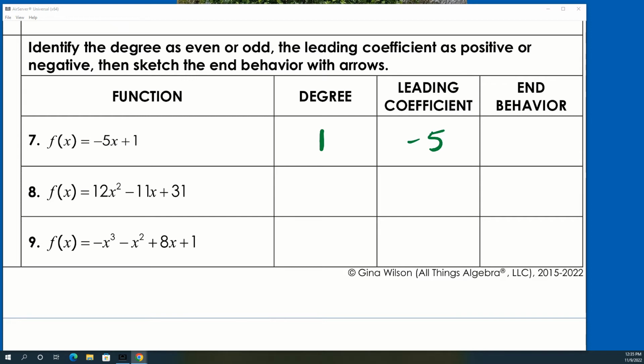Okay, the leading coefficient is going to tell you what happens on the right side. So because it's a negative leading coefficient, on the right side I know I have an arrow pointing down. And the degree tells you what's happening on the left. So 1 is an odd number, so the left is going to be the opposite direction.